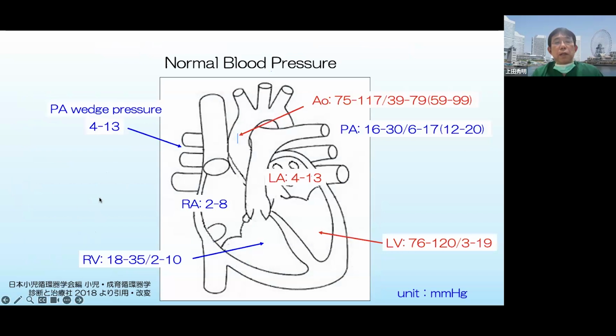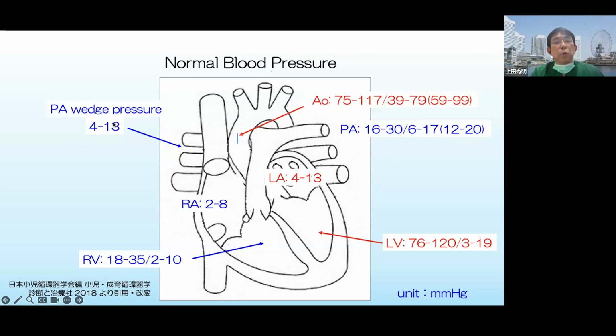So this is a picture showing the normal pressures of each part. For example, the RA should be around 2 to 8 millimeters of mercury. RV should be around maybe 30. PA pressure should be around 20 to 30. The mean pressure should be below 20.